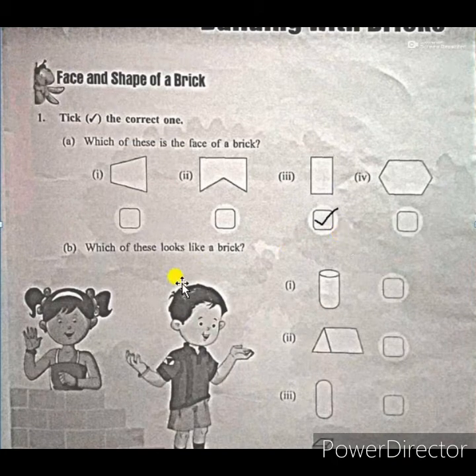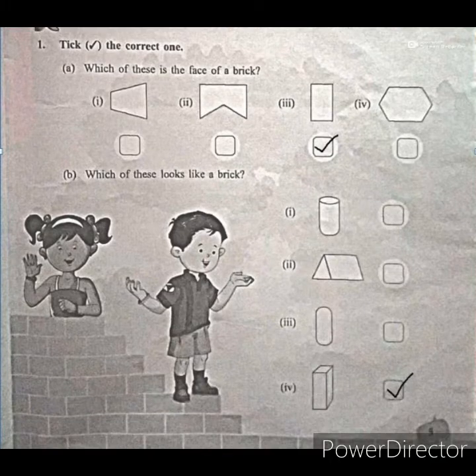Now see question B. Which of these looks like a brick? Here also 4 options are given. The first one is a cylinder. The second one is a tent or triangular shape. The third one is an oval with a cylindrical shape. And the fourth one is a rectangular shape. So which shape resembles the shape of a brick?